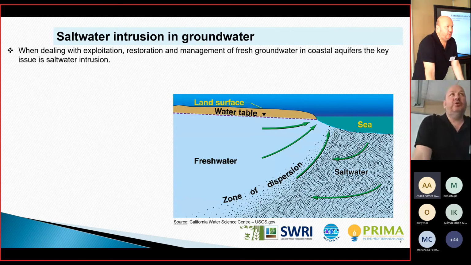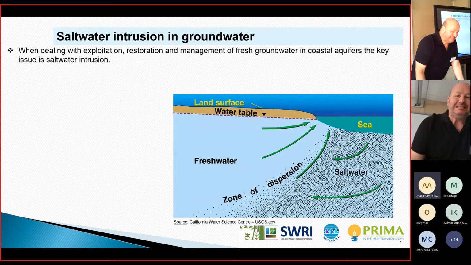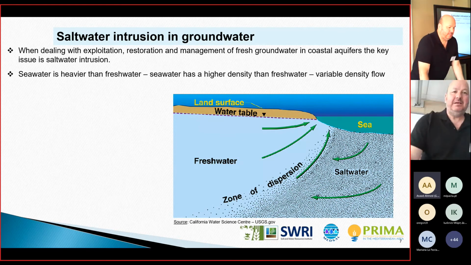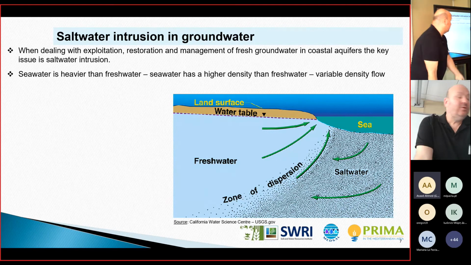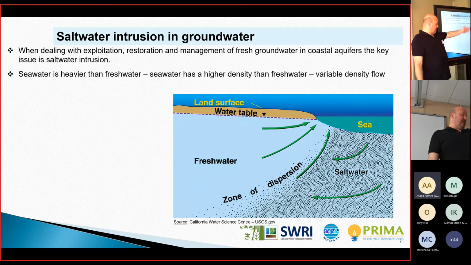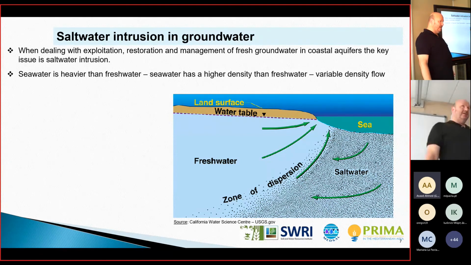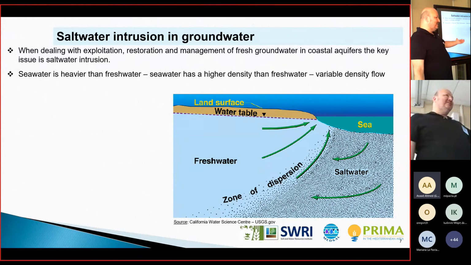When dealing with exploitation, restoration, and management of fresh groundwater in coastal aquifers, the key issue is usually saltwater intrusion. Let's see some basic concepts. Probably you know that seawater is heavier than fresh water, since there are more salts dissolved in seawater, so it is heavier. Here we can see a coastal aquifer. On one side we have the fresh water, on the other the salt water. Between them is a zone of brackish water with an intermediate salinity, which is called the zone of dispersion, mixing zone, or transition zone.